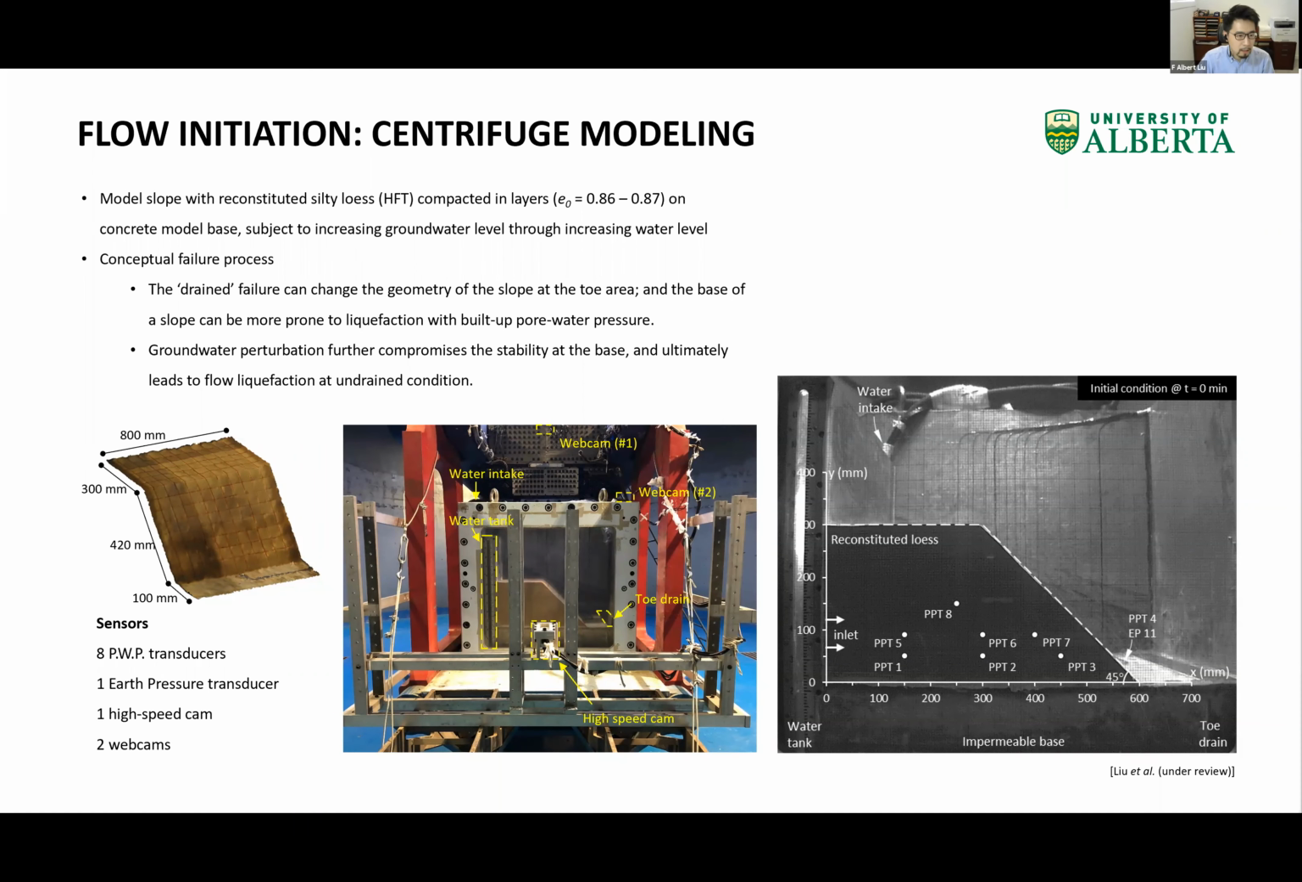As you can see, this is the 3D scan of the surface of the model slope, and we can see the rough geometry of that. Then we place the sensors inside. You can see from this layout, the high-speed camera sitting right in front of the model box, and you can see the sensors inside. You can see a coupled sensor of pore water transducers and also a total pressure sensor located just in front of the slope to confirm the development of flow slides or development of any movement in general.